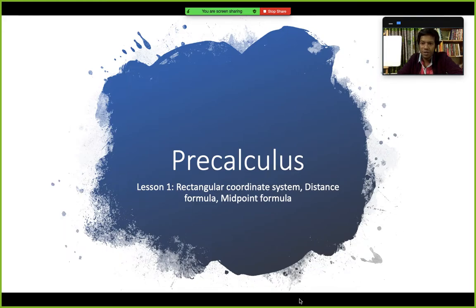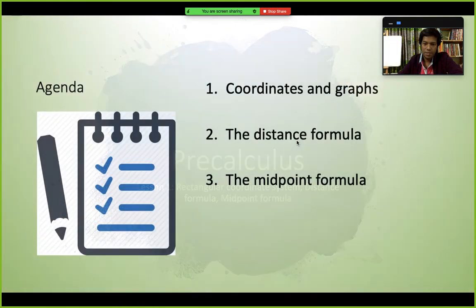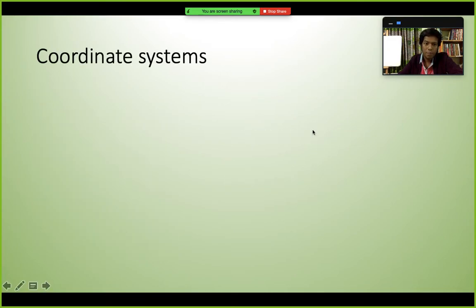This is our lesson 1, and this lesson is about the rectangular coordinate system, distance formula and midpoint formula. These are our agenda: coordinates and graphs, the distance formula and the midpoint formula. These are the things that we will discuss here. So let's look at the first thing.